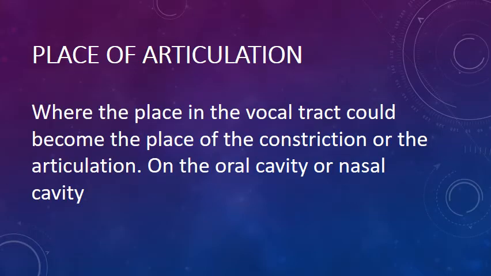So, what is the place of articulation? Place of articulation is the place in the vocal tract that could become the place of the constriction or the articulation in the oral cavity or nasal cavity. This explains the spot or location where the halt or constriction happens somewhere in the oral cavity or nasal cavity, which can cause a human to produce the sounds of a consonant.